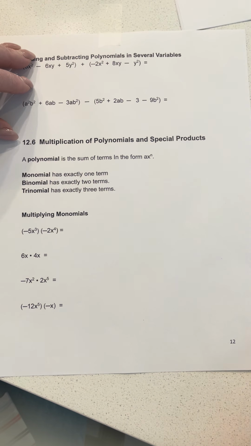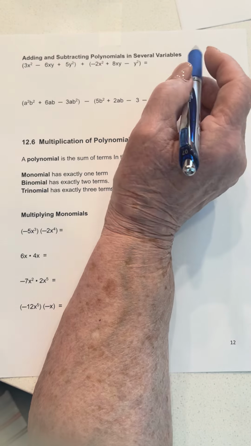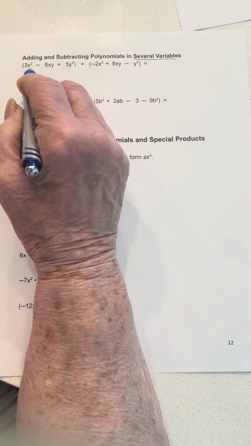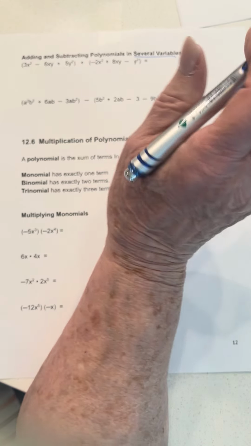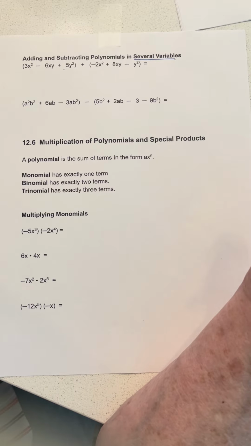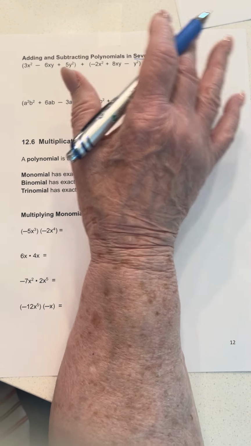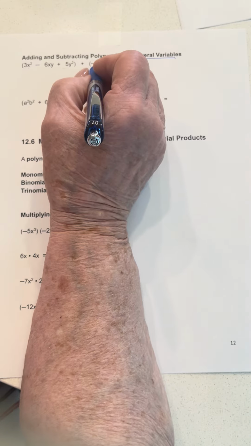We have a couple more on the next page. And these are polynomials that have several variables. Like this first one has x's and it has y's. So we have to be careful how we line these up. So we are adding, so we don't need to change any signs. We're just going to bring it underneath.